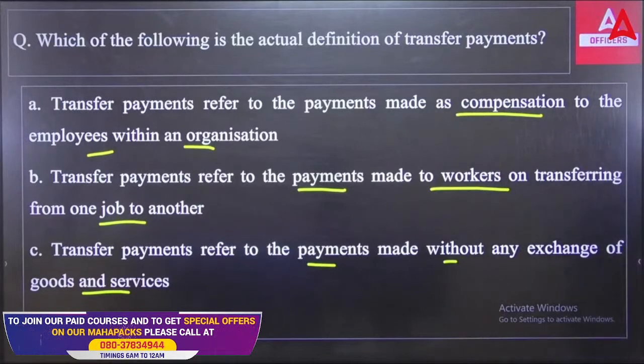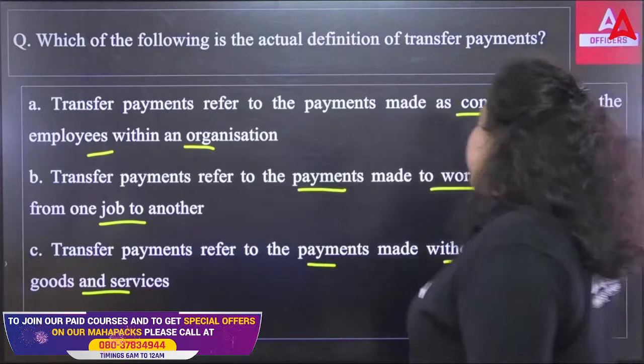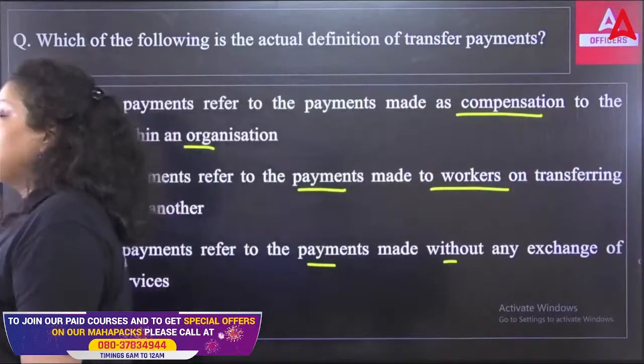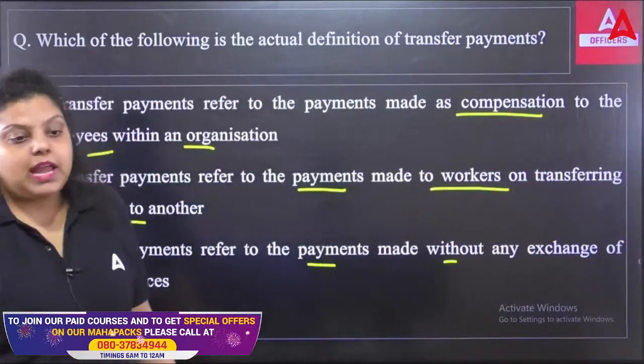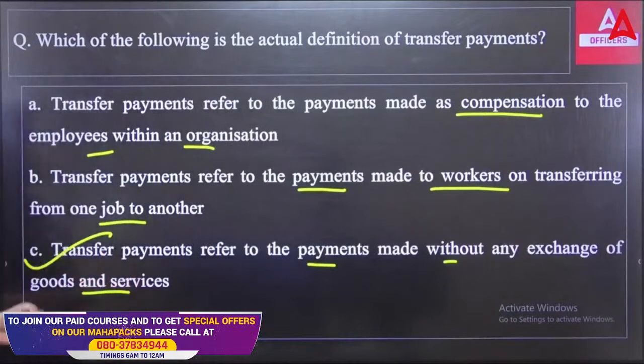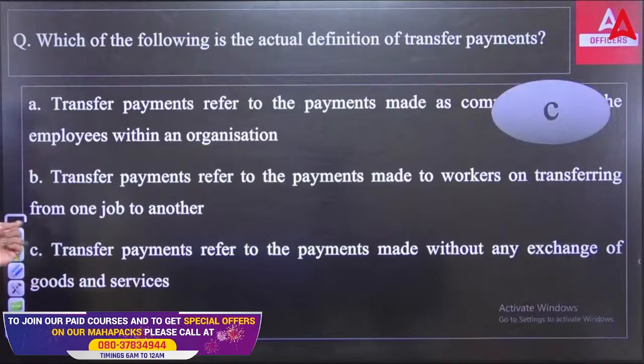So transfer payment is simply the payment made without any exchange of goods and services, like your pension. Like your pension, you haven't exchanged anything, but still, after the job, you are getting your pension. That's a transfer payment here. So the right answer will be C option.